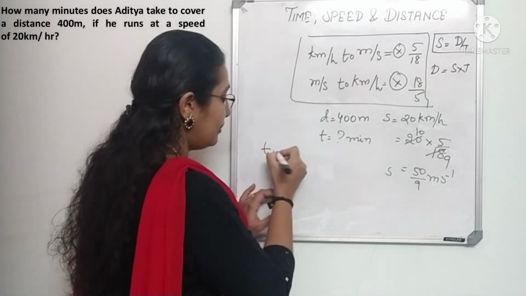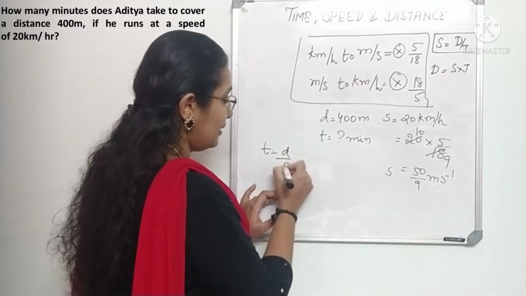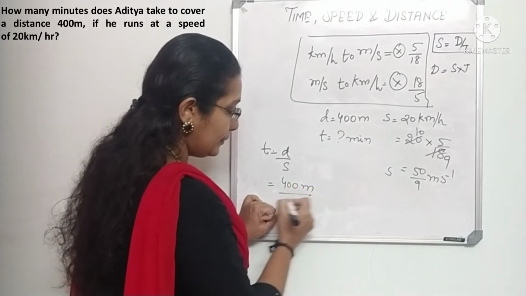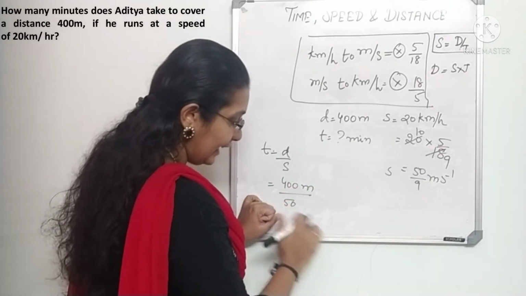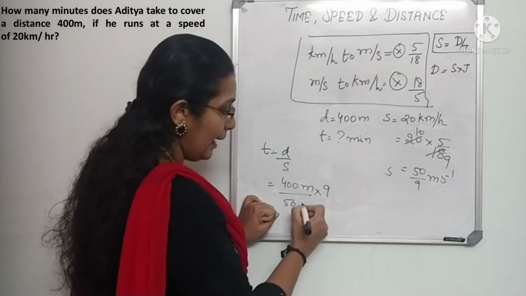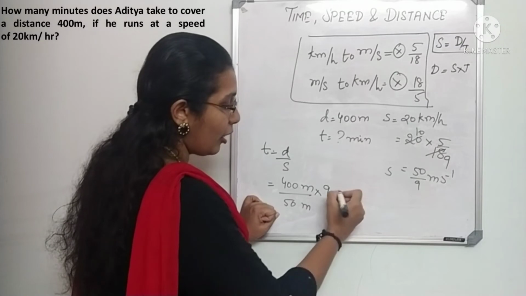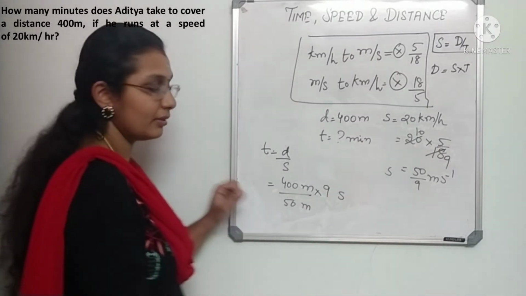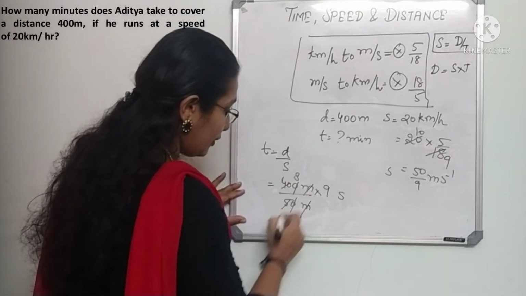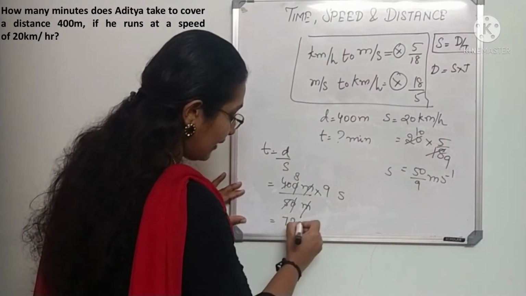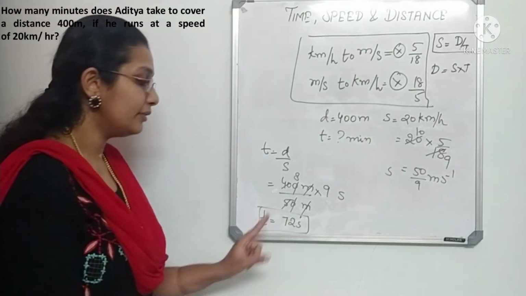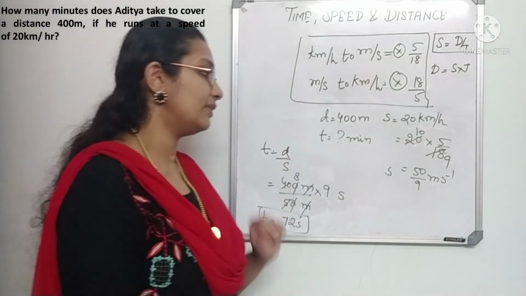We want time. Time is equal to distance by speed, right? So distance is 400 meter by speed is 50 by 9. On taking it up it will come to numerator, right? Meter per second on taking it up it will be seconds, right? So meter gets cancelled, 0 0. 5 8s are 40. 9 8s are 72 seconds. So is this your answer? No, because we found it in seconds and our question is in minutes.